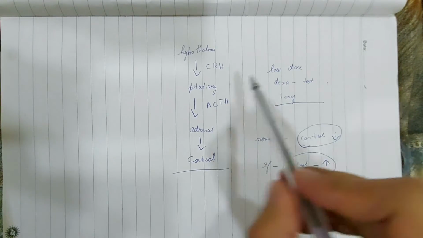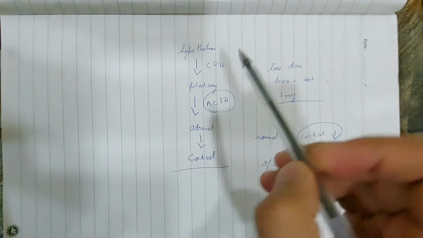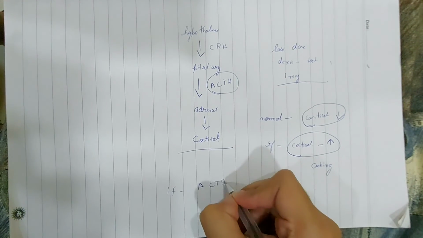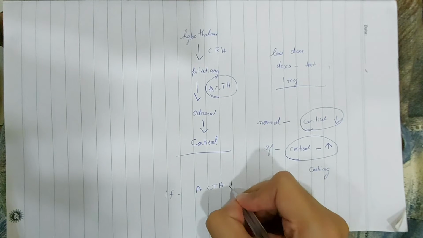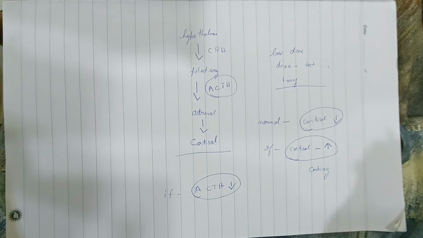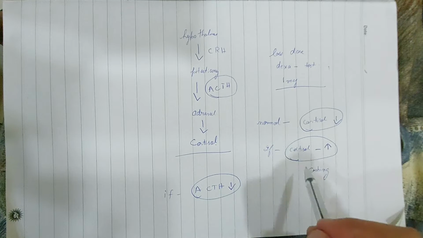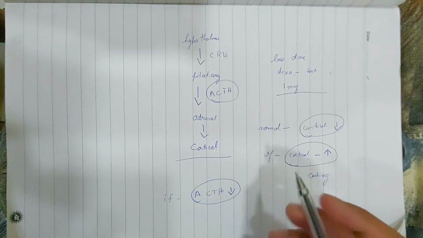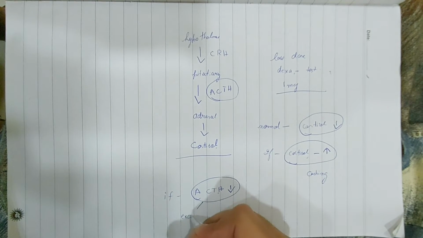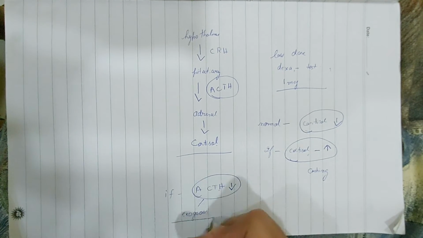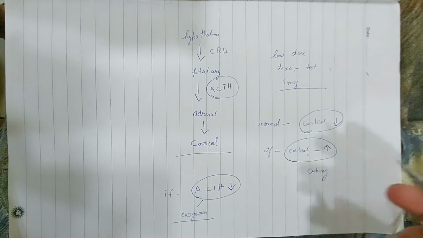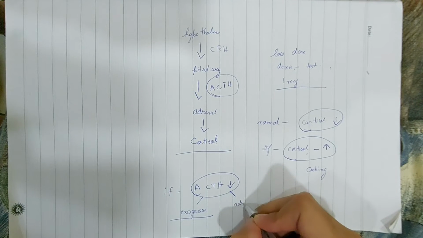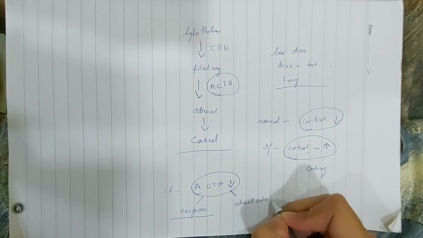Now the next step is we look at the ACTH levels. If ACTH levels are suppressed, there can be two conditions in which the cortisol level remains high after the low dose DEXA test and ACTH is suppressed. It is either exogenous, which means that you are taking steroids, or the other cause is adrenal adenoma.